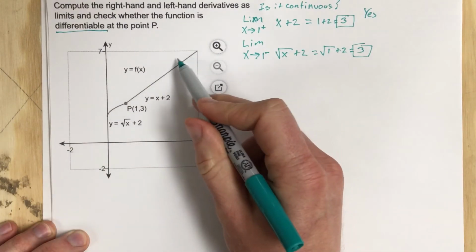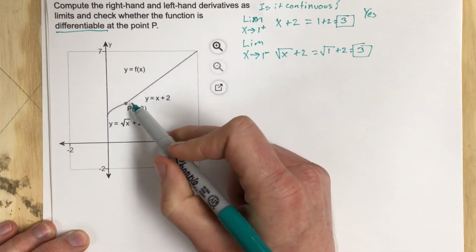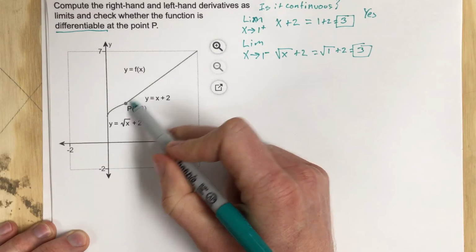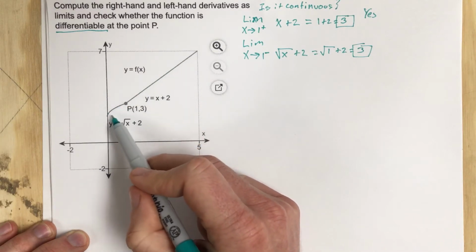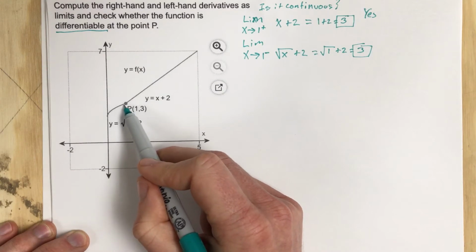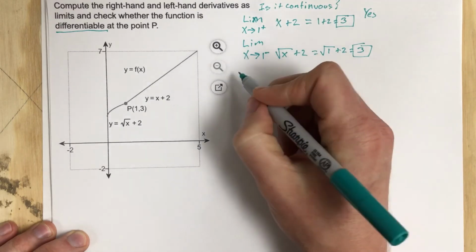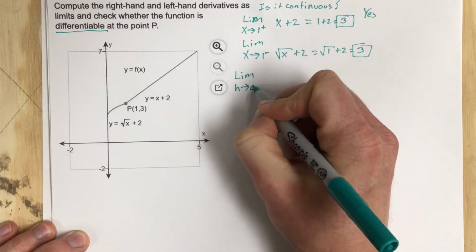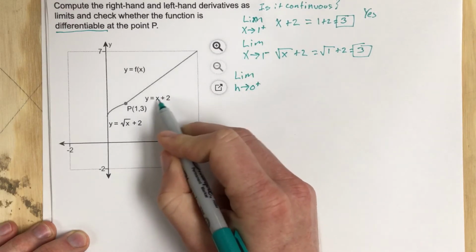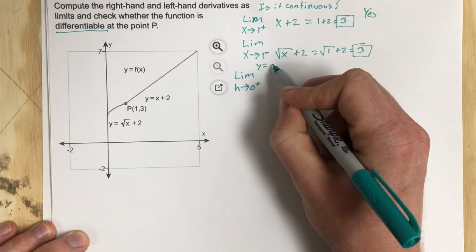Let's take the derivative on the right side, and let's find the slope at that point for the right side. And let's do the same thing for the derivative on the left side, and let's find the slope at that point. And if those slopes aren't the same, then it's not differentiable. So here's how we do that. We say limit as h approaches 0 from the right, and that's for this function here. So we'll write it right here, y equals x plus 2.